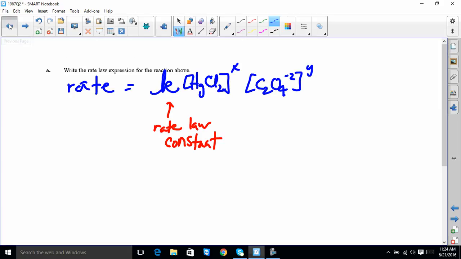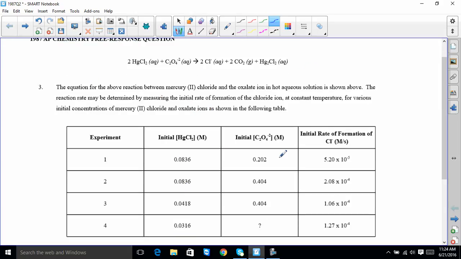So now I have to go back to the table, to find the order, and the beauty of the smartboard is I can switch colors. To find the order of HgCl2, I want to change the HgCl2 concentration and leave this alone. And so for me, it makes the most sense here to do trial 2 and 3. And so that's red. And so when you do the later trial divided by the earlier trial, this 0.404 divided by itself is 1, so there's no change here.